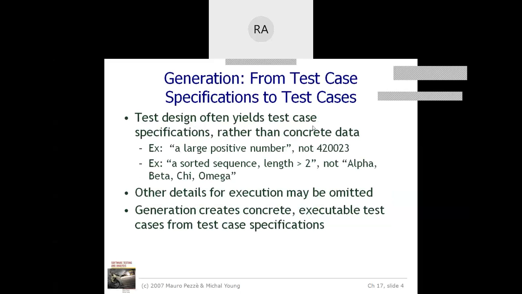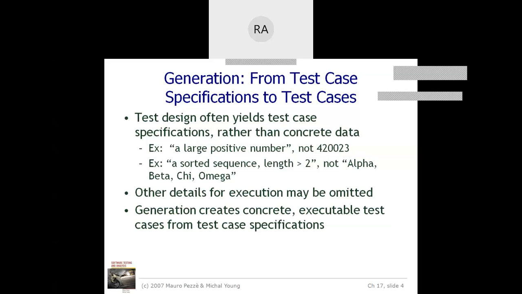You can check it out over here. I have got one example. I'm going to write something called a large positive number instead of writing a specific number. This is the way I'm going to specify the test cases. Whenever you are writing a test case, you already know it consists of input and expected output. You already know the format for writing a test case.